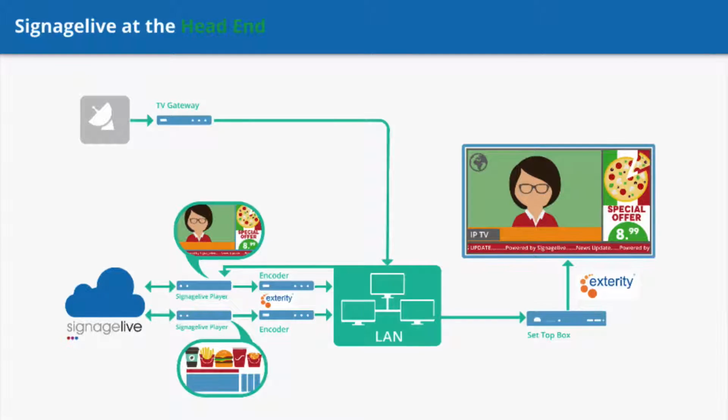Signagelive as a player can sit in the rack and be an input to that head end. It can also take a stream anyway, so why not publish a stream to your Signagelive player and your digital signage, then push it back into the stream, or into an encoder, and push it out and use the IPTV as a distribution method.